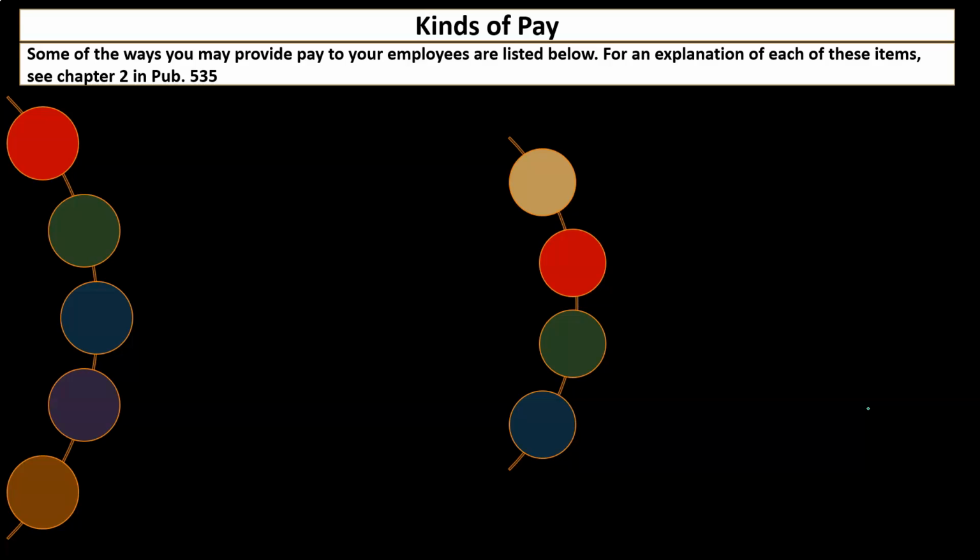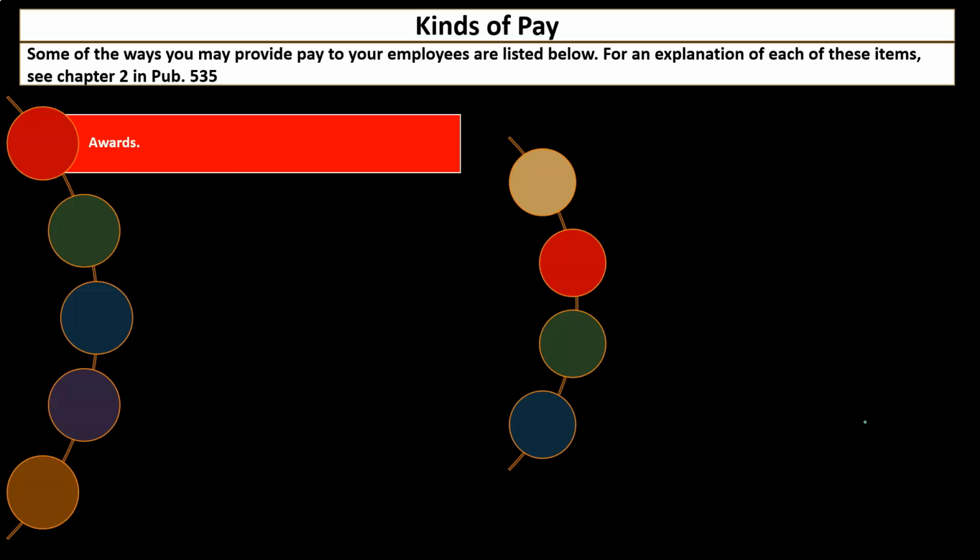Kinds of pay. Some of the ways you may provide pay to your employees are listed below. For an explanation of each of these items, you can see Chapter 2 in Publication 535. These are probably going beyond what we would do for simple data input, but they are things that people might ask you about in terms of what is pay, what are wages. Once you're doing the tax preparation, this should already have been taken care of. It should already be on the W-2s and the W-3s and so on. But again, they might ask you questions about what could be included in those items.